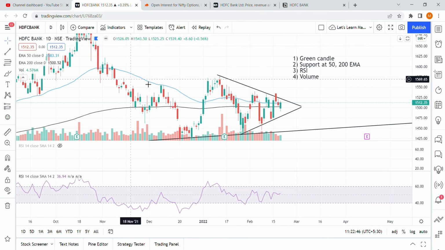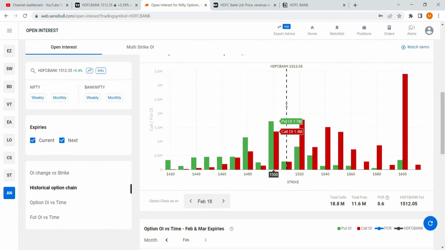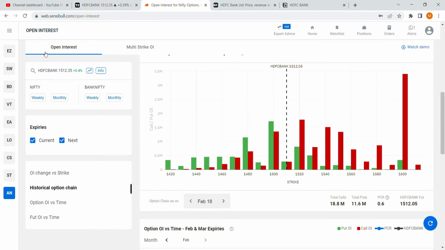Now let's see the open interest for the HDFC Bank, how the option sellers are planning their trades. I have used Sensibull here, and to navigate to this open interest section, you have to click on analyze data and then open interests. This is the page where you will be taken, and then you have to select HDFC Bank from here and you will be getting this data.